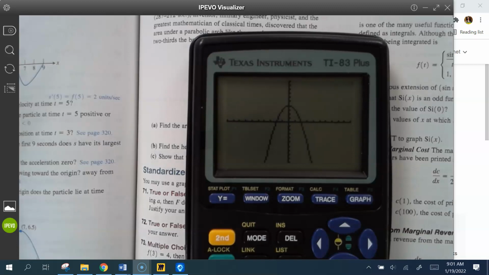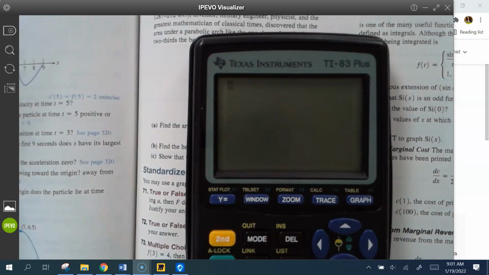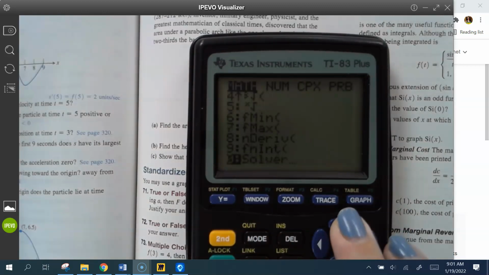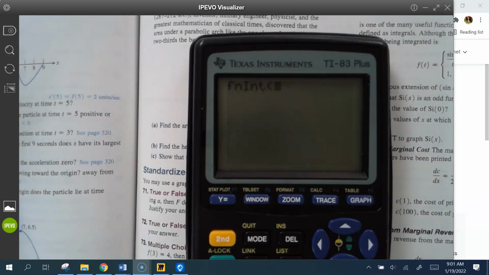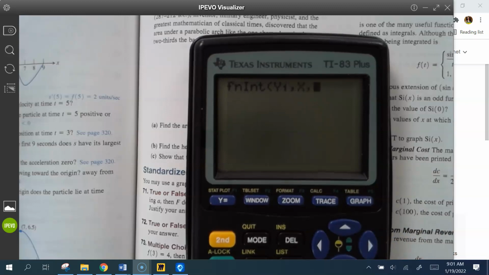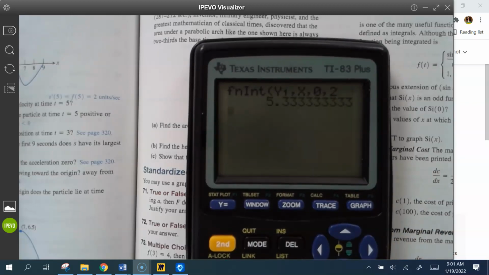All right, so how did I get it? Go second trace and choose option 7, and then just do your bounds. I want to find the integral from 0 to 2. So from 0, enter 2. To me, this is a lot easier than going into math, down to number 9, and pulling up y1 in terms of x from 0 to 2. I get the same thing, but to me, it's a lot easier to do it on the graph.